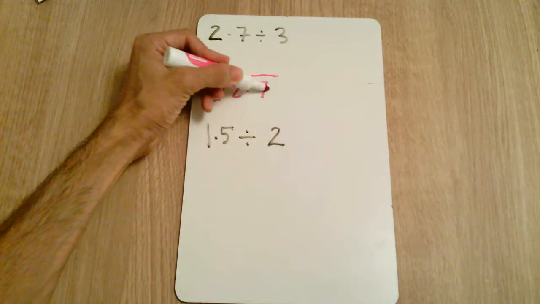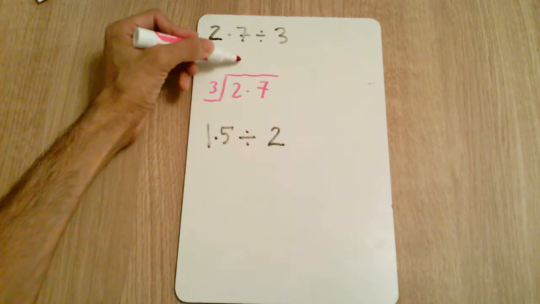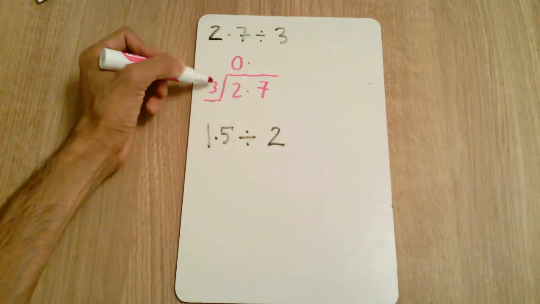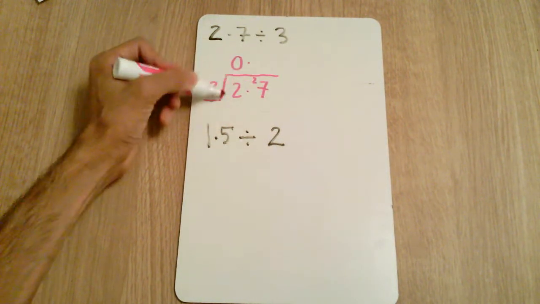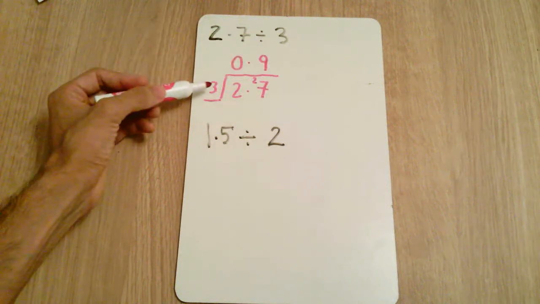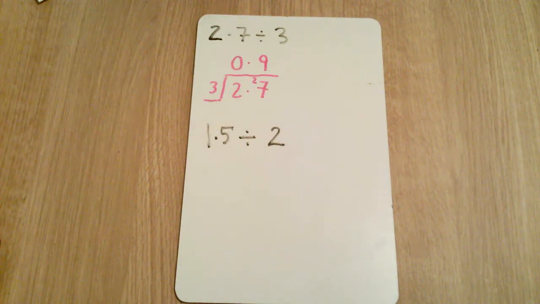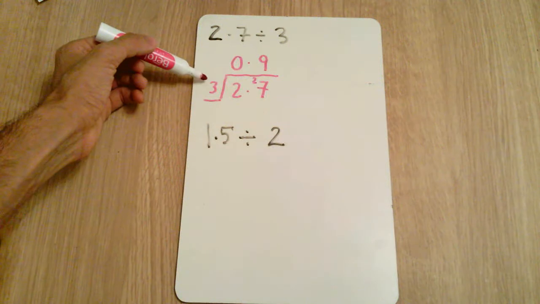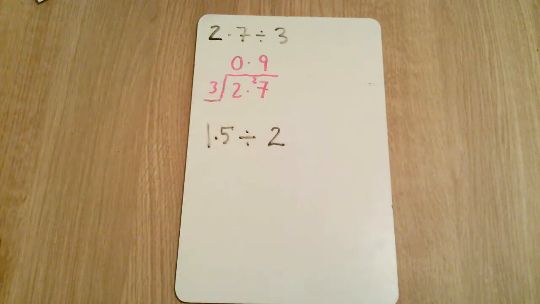2.7, and we say 3 doesn't go into 2, so we put that as 0, we have the decimal point from above, and then we look at 3 into 27. 3 into 27 is 9, leaving us with a value of 0.9. So 3 into 2.7 is 0.9, and 0.9 times 3 is also equal to 2.7.